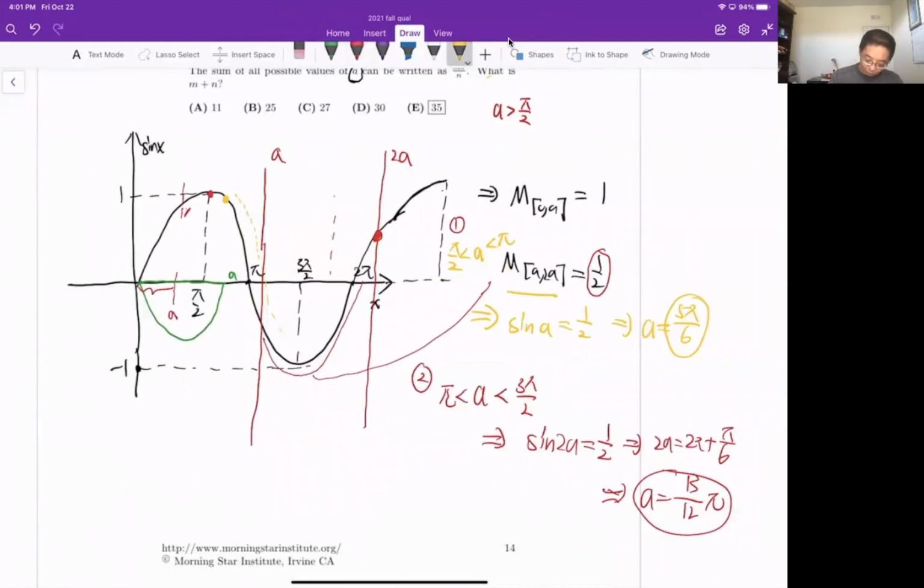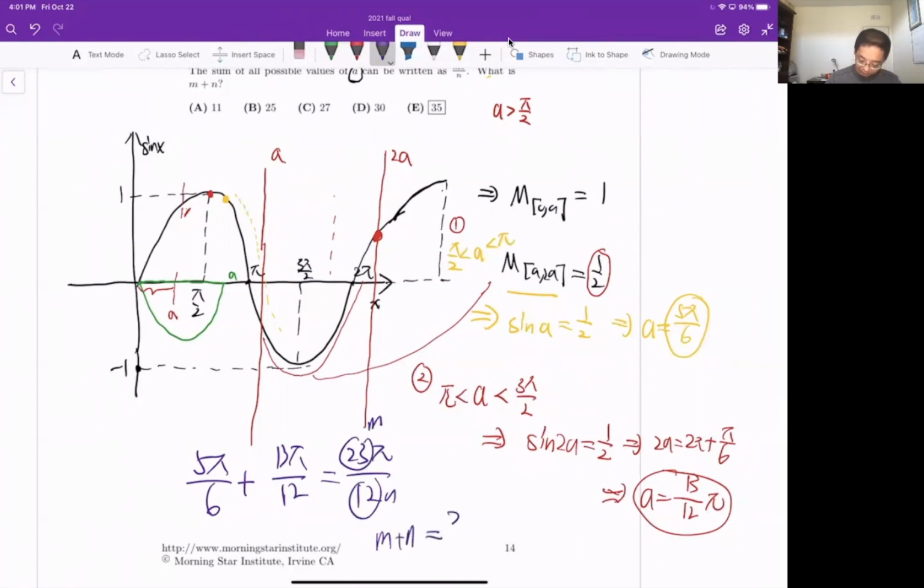Now let's add them up. So we have 5 pi over 6 plus 13 pi over 12. So we just get 23 over 12 pi, this is my m, this is my n, so m plus n is 35.